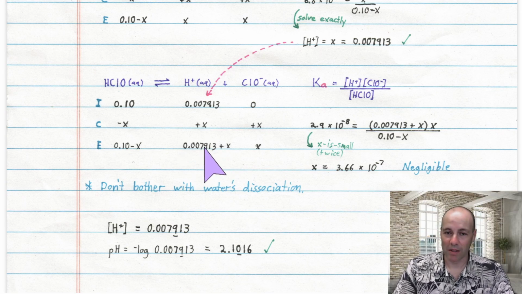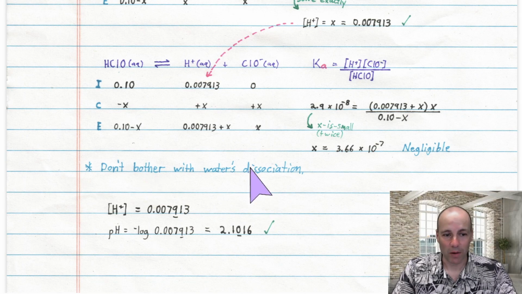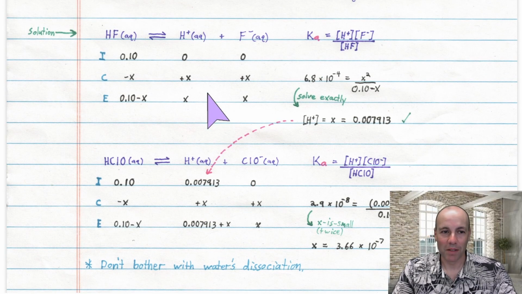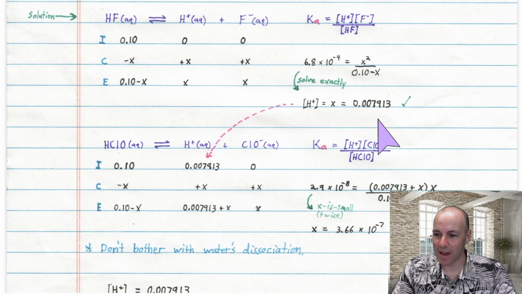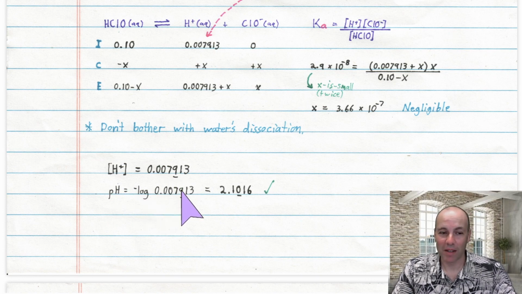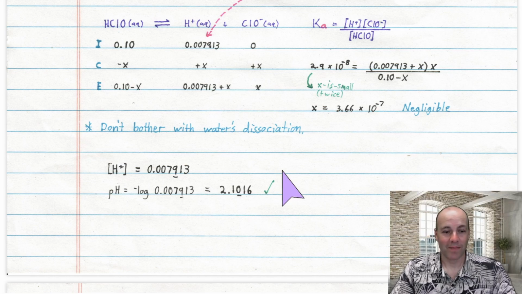Now we could go on and consider water as well, but don't bother with water. We'd just be shooting ourselves in the foot if we went through that. So that's the point. I wanted to demonstrate that we didn't need to do this. We could have stopped here after we found X. So our proton concentration is that, and we can now plug that into the pH equation. pH is the negative log of the proton concentration, and that comes out to 2.10. So that's how you do it.